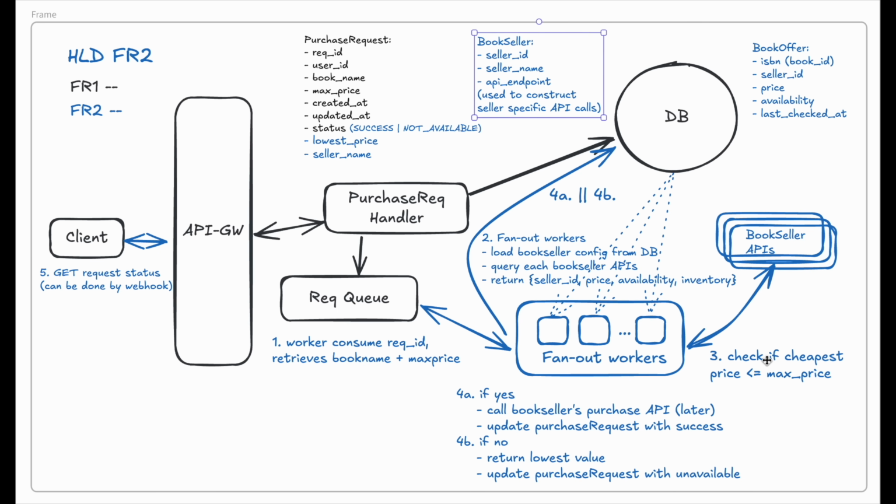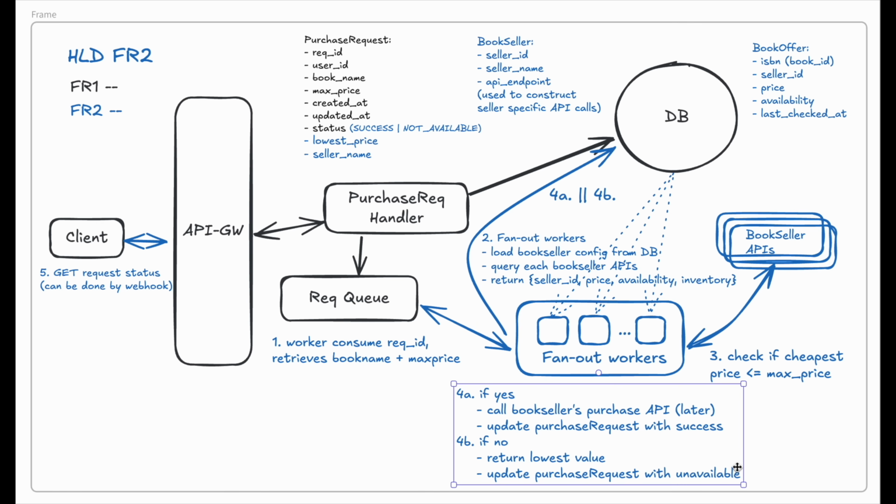And step 3, the worker filters out unavailable or overpriced offers. It selects the cheapest seller whose price is within the user's max price. So step 4 splits into 2 parts. The first part, step 4a, if a valid match is found, the worker updates the purchase request with the status equal to resolved, the resolved price and the resolved seller, and proceeds to automatically trigger the purchase in the next functional requirement. But what if it failed or did not meet the price?